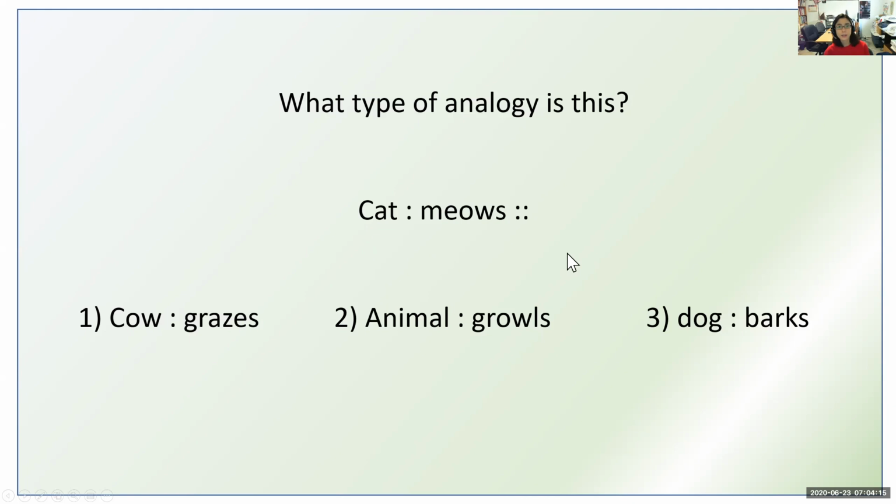So we've got cat is to meows, so a cat meows, just as dog is to barks, because a dog barks. So cat is to meows, just as dog barks. So that's going to be our answer.